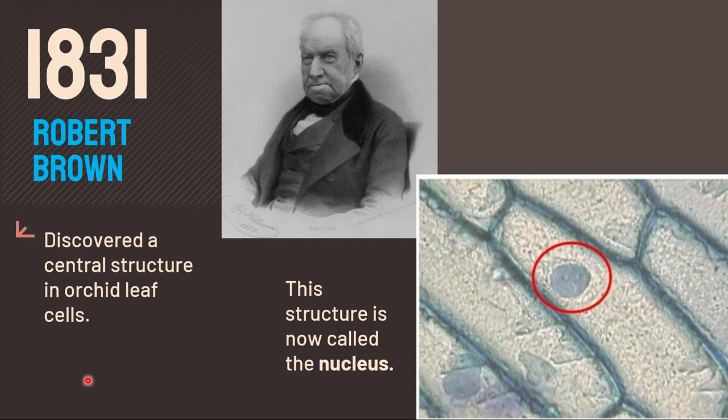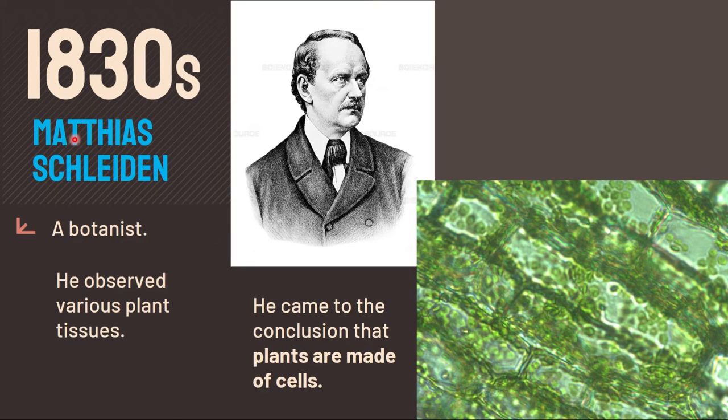And also around the same time, Matthias Schleiden was a botanist. So when you say botanist, this is a person that studies the field of botany. So botany is a field of biology that specializes in plants. So Matthias Schleiden was observing various plant tissues from different plant species. One thing in common from his observations under the microscope is that these plant cells look similar or alike. So he concluded that plants are made of cells.